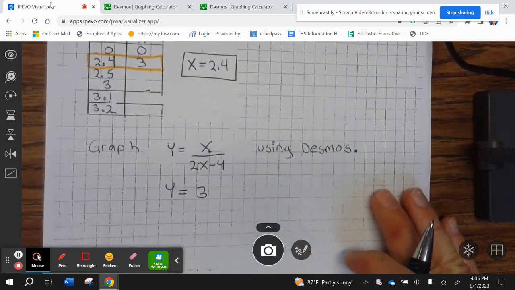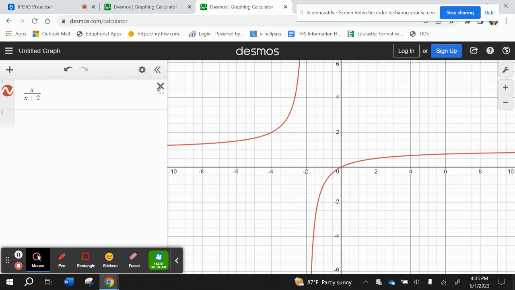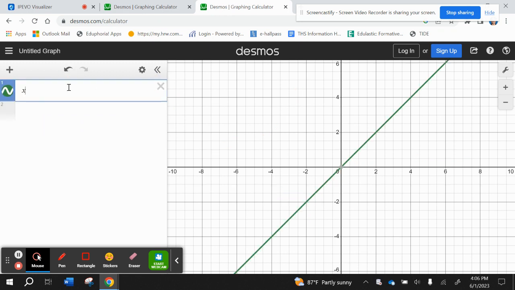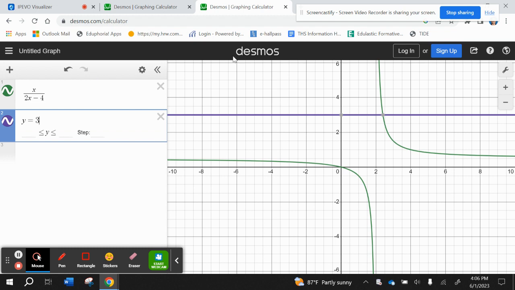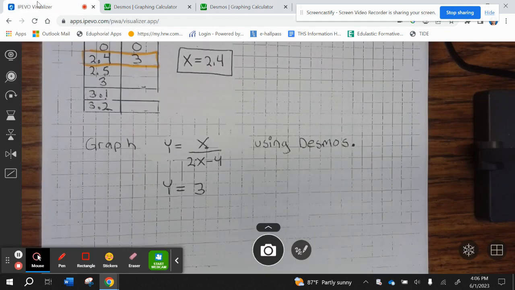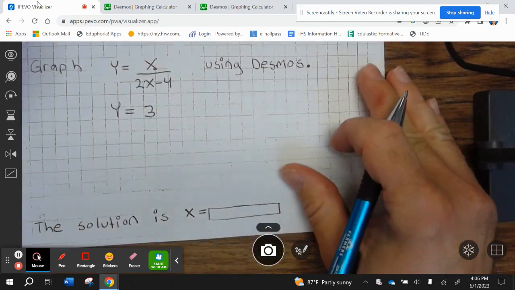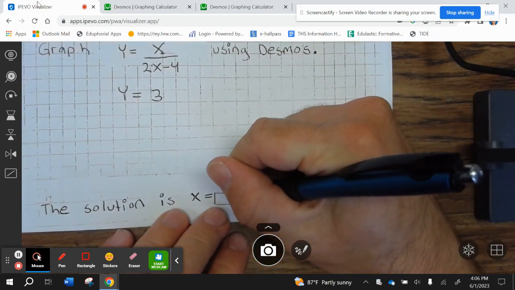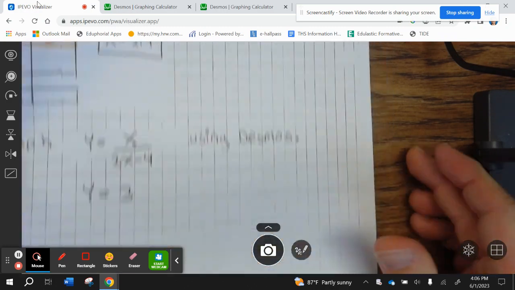Okay, now let's look at the graph to find the solution. Okay, so clear this one out. I'm going to graph x divided by 2x minus 4, and then y equals 3. And you can see our solution is 2.4. So the solution is x equals 2.4. All right, let's take a look at the next example.